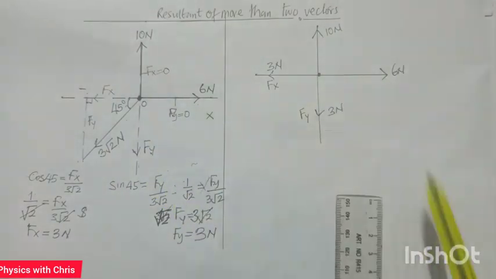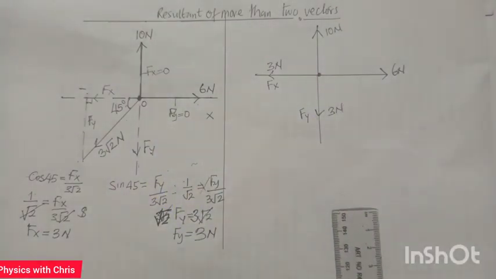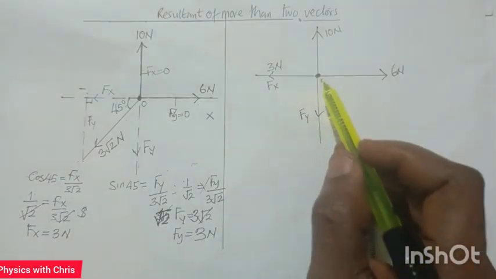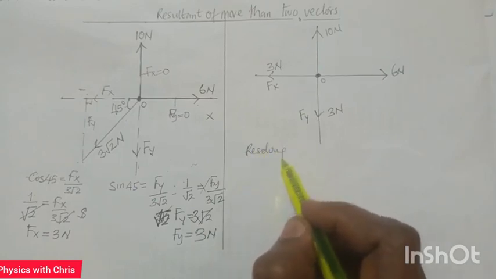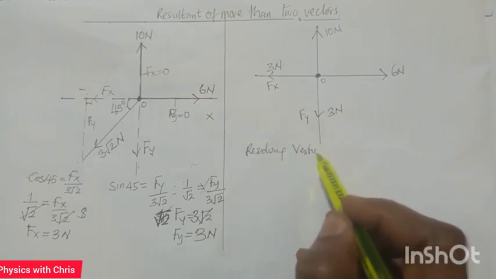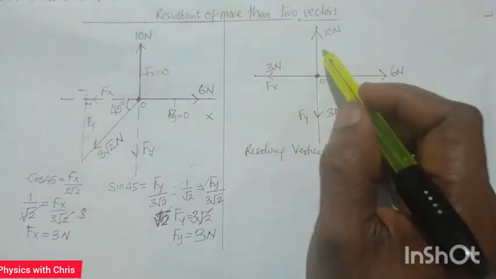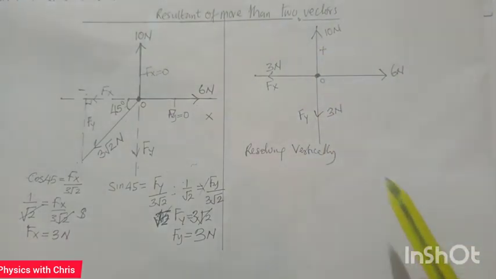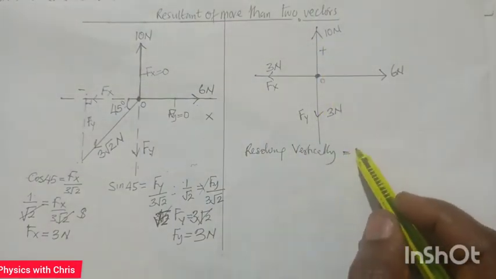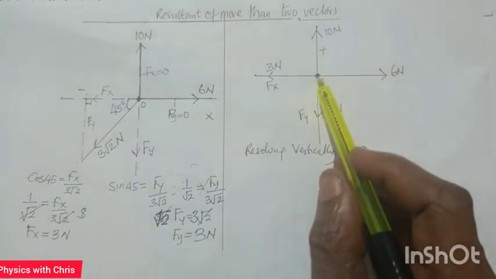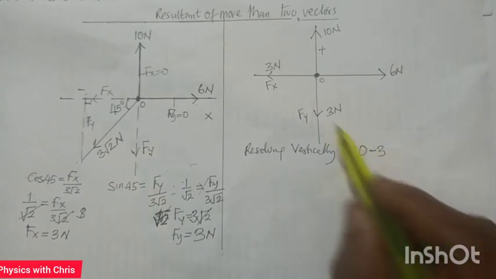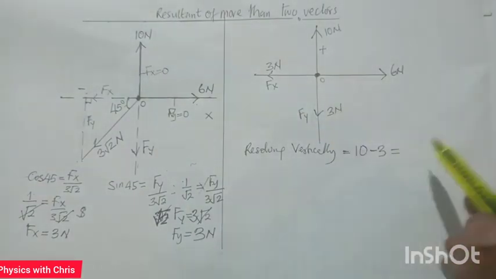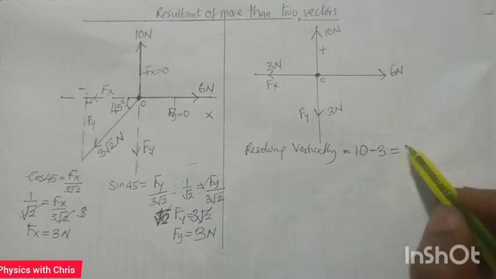So I can still redraw the diagram and label all the forces now acting on the body at point O. So that if I resolve, finally, resolving vertically, I can assign positive. Of course, I've showed you already that any force acting along the positive y-axis is taken as positive. Then any force acting below the x-axis, that is along the negative y-axis, is taken as negative. So this 3 is negative. So resolving vertically, the resultant force is 7 Newton.